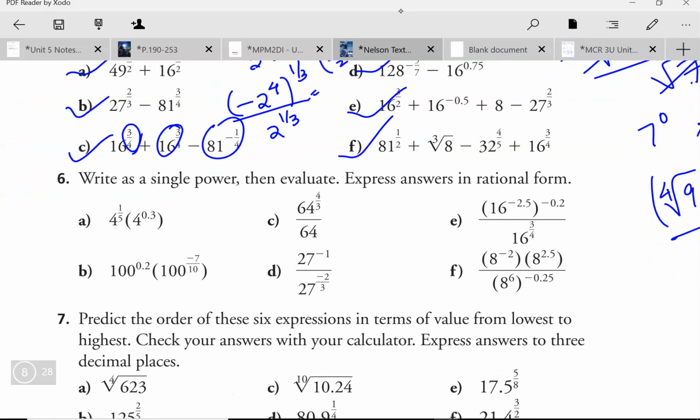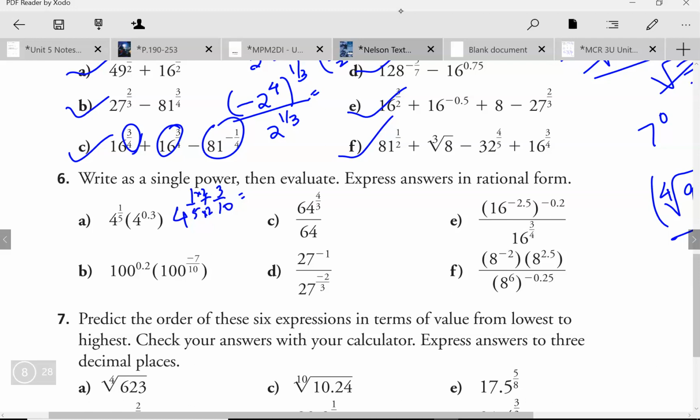Write as a single power, then evaluate. What trickery is this? 4 to the power of 1 over 5 plus 3 over 10. Again, I'm going to convert everything to a fraction, which is just 5 over 10, which is 1 over 2, which is like, 4 to the power of half is 2. Here we have 2 over 10 minus 7 over 10 is negative 5 over 10, which is negative half. So this is 1 over 100 to the power of half, which is 1 over 10.